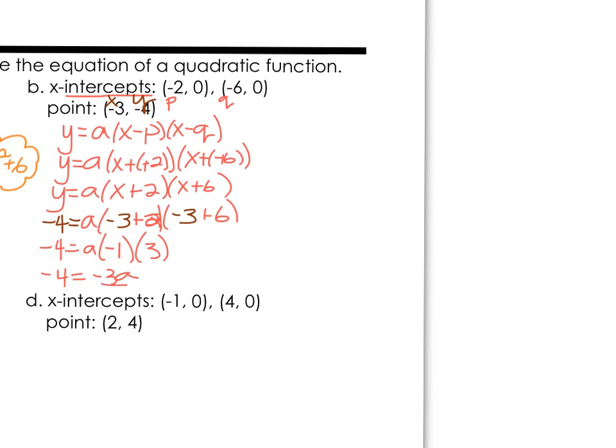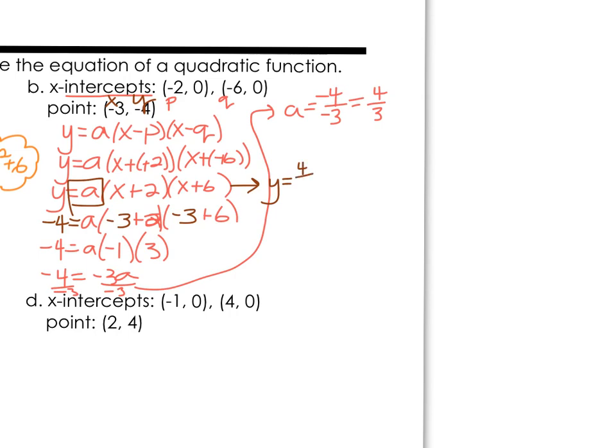To get a by itself, we'll divide each side by negative 3. If I have a equals negative 4 over negative 3, that will simplify to positive 4/3. Now, once we know our a value, all we're going to do, everybody, is substitute it in the same spot where we plugged in our p and our q. So this equation in intercept form would be y equals 4/3 times (x plus 2) times (x plus 6).